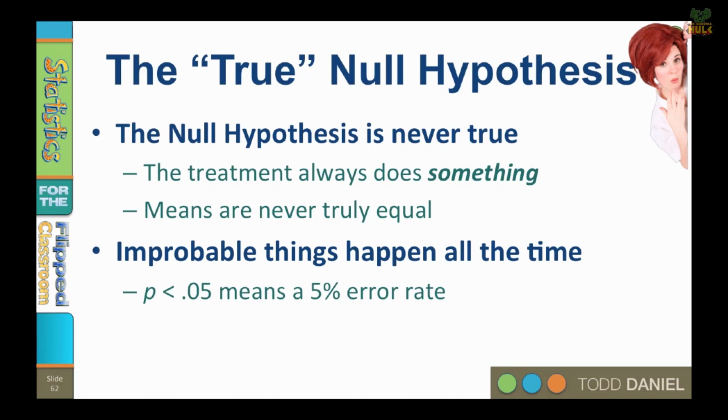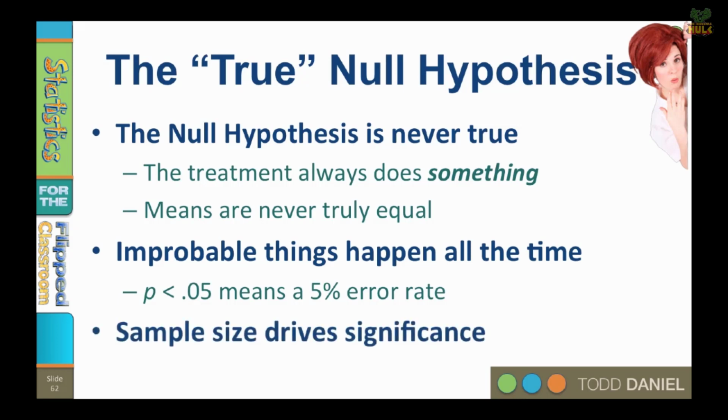In fact, if you do enough tests with the same ineffective treatment, some of those means will in fact be statistically significantly different. P less than 0.05 means that 5 times out of 100, 1 time out of 20, we will make a mistake. We will mistakenly identify an effect as significant when in reality it's not. We make a type 1 error. This is also called the dance of the p-values.